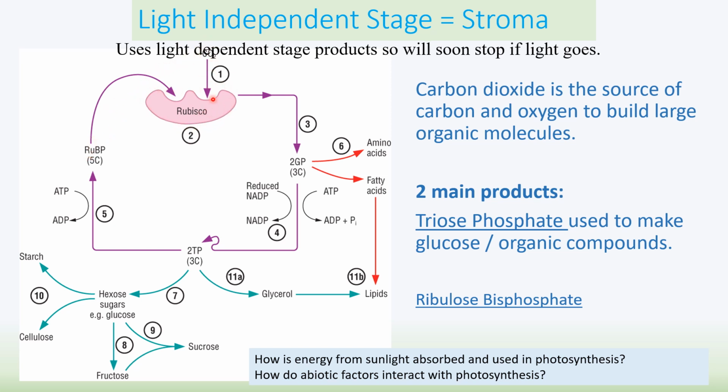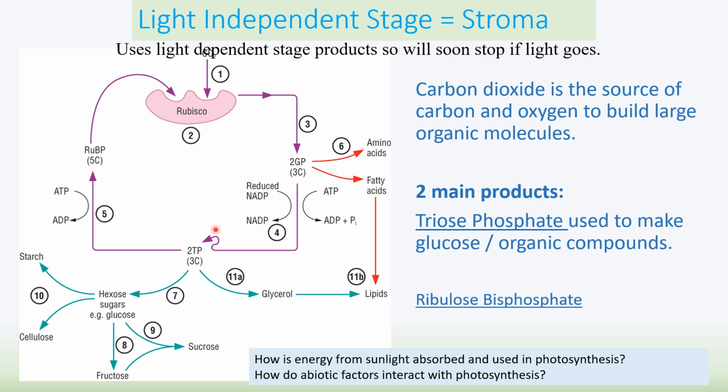That makes a very quick, very temporary 6-carbon compound that's unstable and breaks down into two 3-carbon glycerate-3-phosphates. Glycerate-3-phosphate then, using the products from the light-dependent reaction, gets reduced into TP, triose phosphate. That uses the reduced NADP, which is oxidized, giving its hydrogens and electrons to GP, and energy is also utilized to reduce that GP into TP. Now that TP can be used to make hexose sugars such as glucose, which can be further converted into things like starch, cellulose, or added to other molecules to make glycerol and lipids.